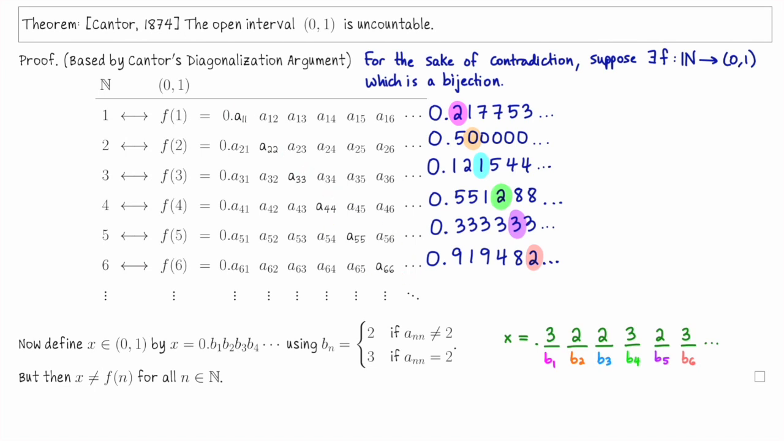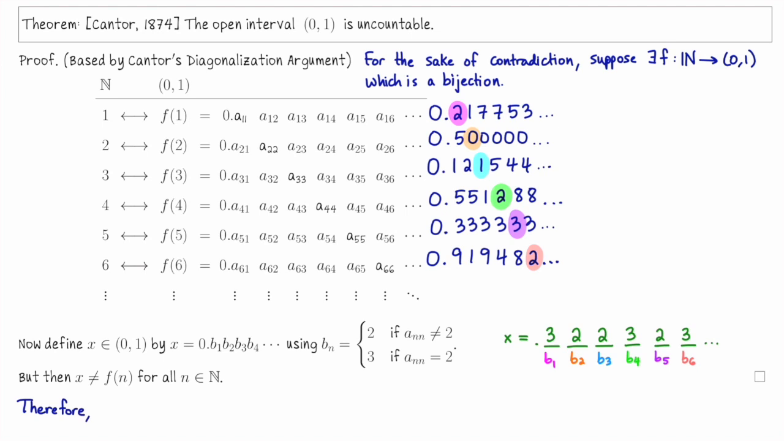Here's the catch. Because the first digit of x is different than the first digit of f of 1, x cannot be f of 1. The second digit of x is different from the second digit of f of 2, so x cannot be f of 2. In fact, x can't be f of n for every natural number n. That's by construction. That's how this piecewise construction was set up. It makes it so that x does not appear in this listing.